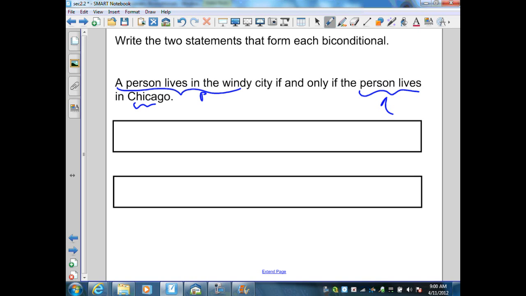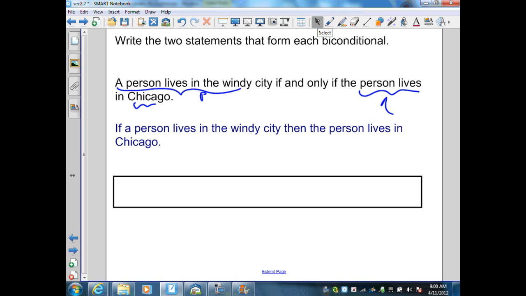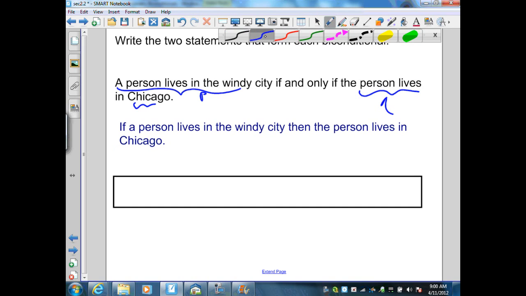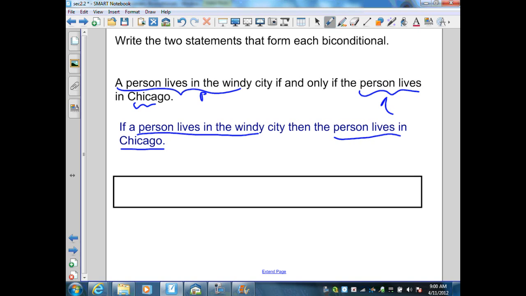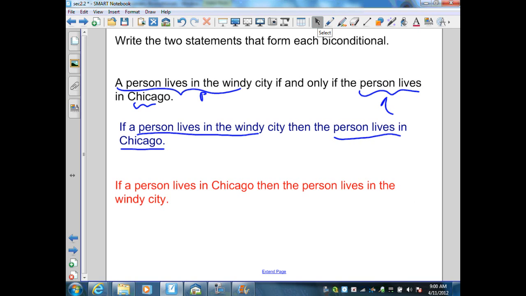So I have to write the original conditional off that. If P, then Q. If a person lives in the Windy City, then the person lives in Chicago. Here I have my P, and then I have the Q. Next, I'll write the other conditional, or converse, off of that. If a person lives in Chicago, then the person lives in the Windy City.